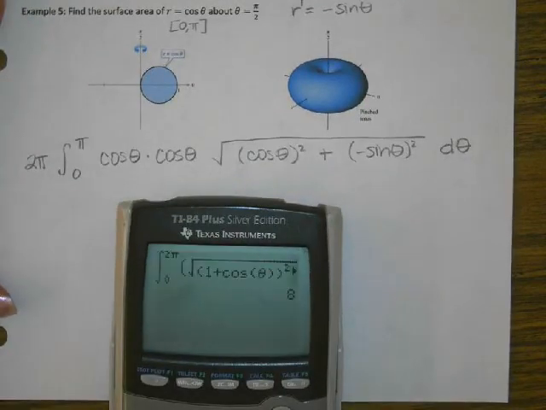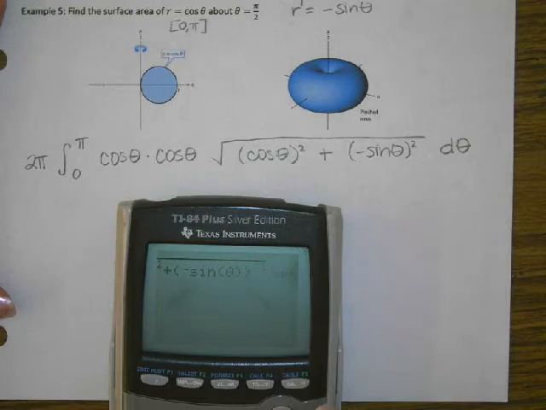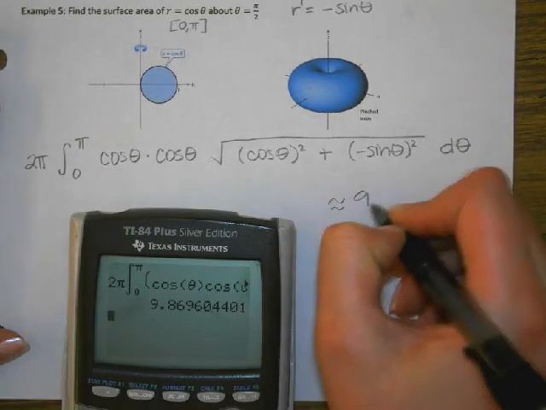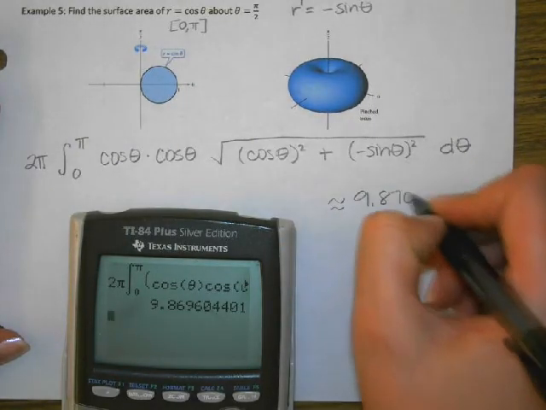So you can simplify that if you want, or you can just straight up plug that in. 0 to pi, cos theta, square root. Oh dang, I'll go back and fix it. Thanks for noticing that. The answer is 9.869, which rounds to 7.